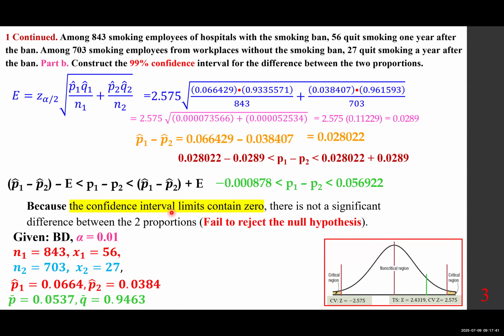Now, this is a very important statement. Because the confidence interval limits, what is it? One of them is negative, one of them is positive. Contains zero. So we do have number zero in between. There is not a significant difference between the two proportions. That means fail to reject the null hypothesis.